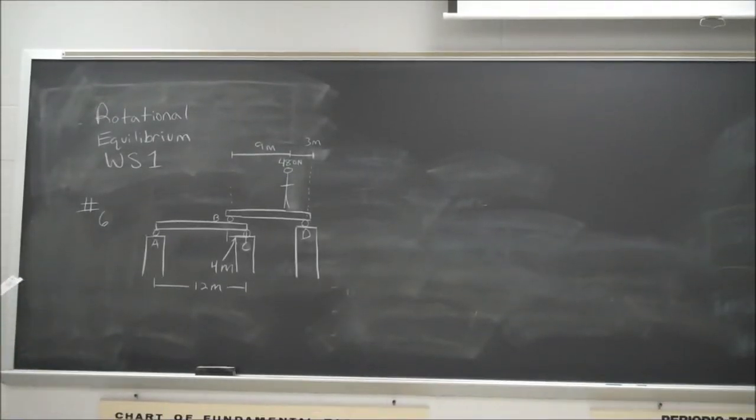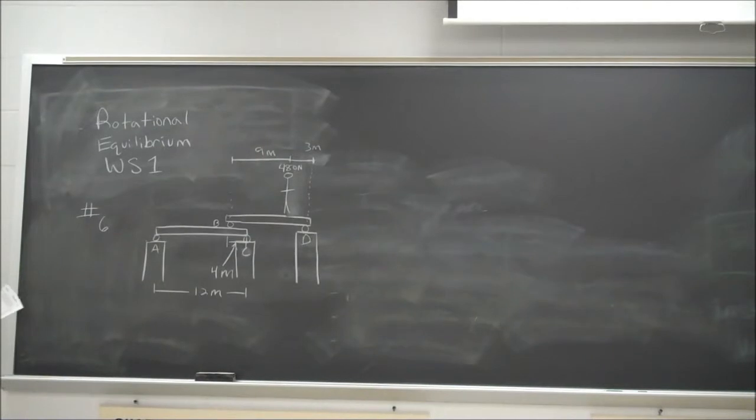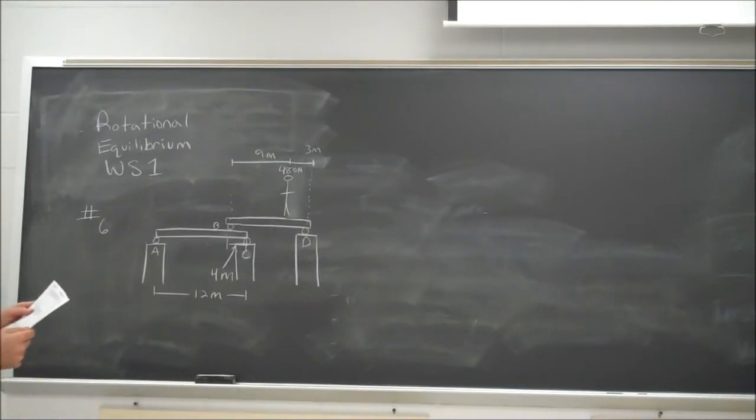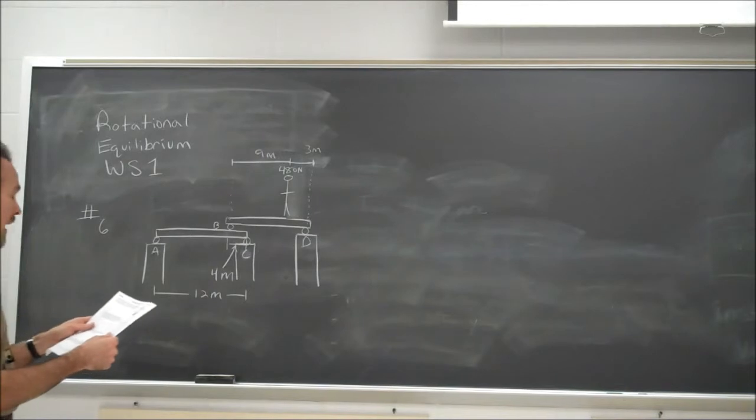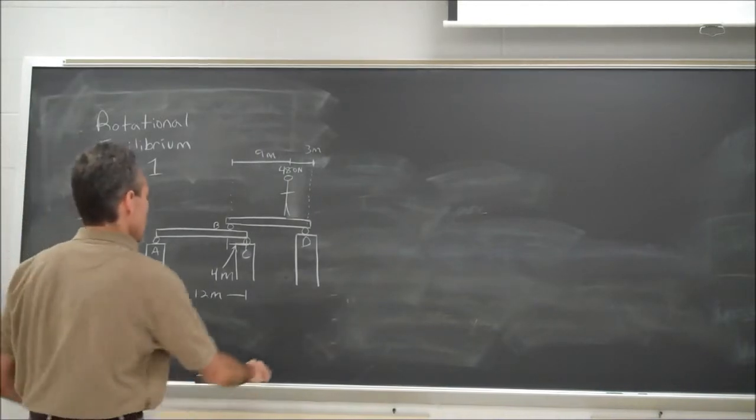Number 6 from the Rotational Equilibrium worksheet. Temporary bridge consisting of two massless planks. The 480 Newton person stands 3 meters from the end of the upper board, which itself is on rollers. What are the reactionary forces at A, B, C, and D?